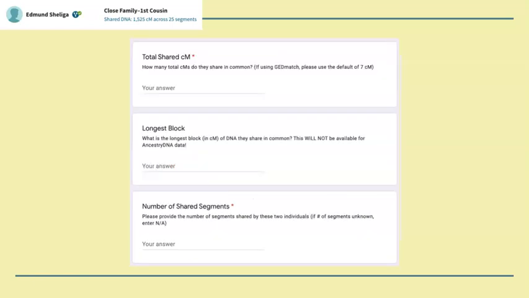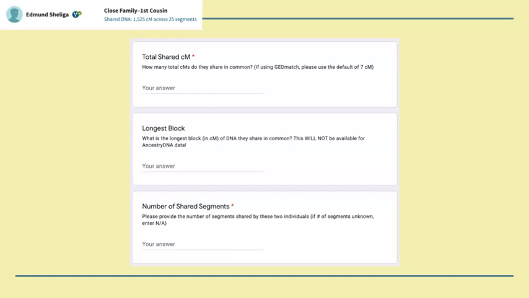If I scroll down a little bit, the next question is, what is the total amount of shared centimorgans that you have? I got it at the top of the screen where my grandfather and I share 1,525 centimorgans. So I would put 1525 in that field. The next question is the longest block. It says, what is the longest block in centimorgans of DNA they share in common? This will not be available for Ancestry DNA data. And you can see there is no red asterisk after the longest block, so this is not a required field. Because this was an Ancestry DNA test, I'm going to leave that field blank.